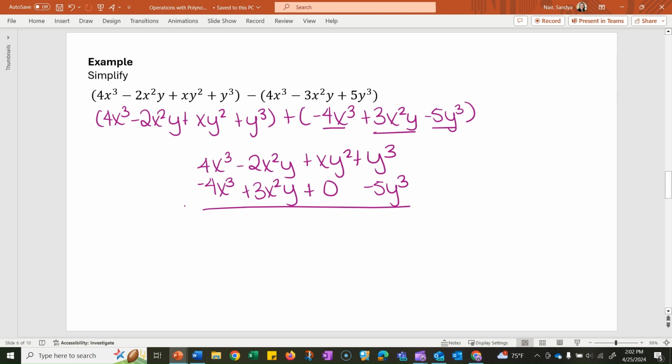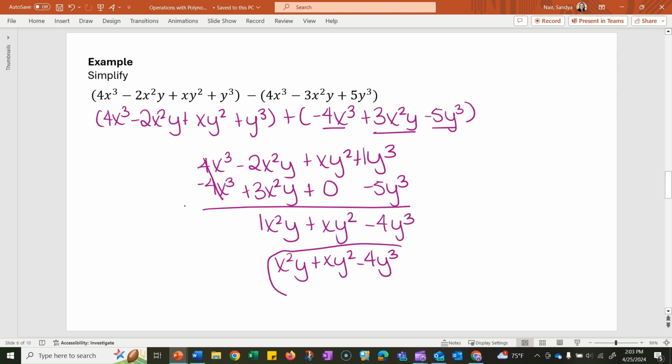4x cubed minus 4x cubed will cancel each other out. Minus 2 plus 3 is going to give me just 1x squared y. Plus xy squared, and 0 is just going to be plus xy squared. Y cubed basically has a coefficient of 1, so 1 minus 5 is going to be minus 4y cubed. Remember, we don't need that coefficient of 1, so I'm just going to write this as x squared y plus xy squared minus 4y cubed. That's my fully simplified expression.